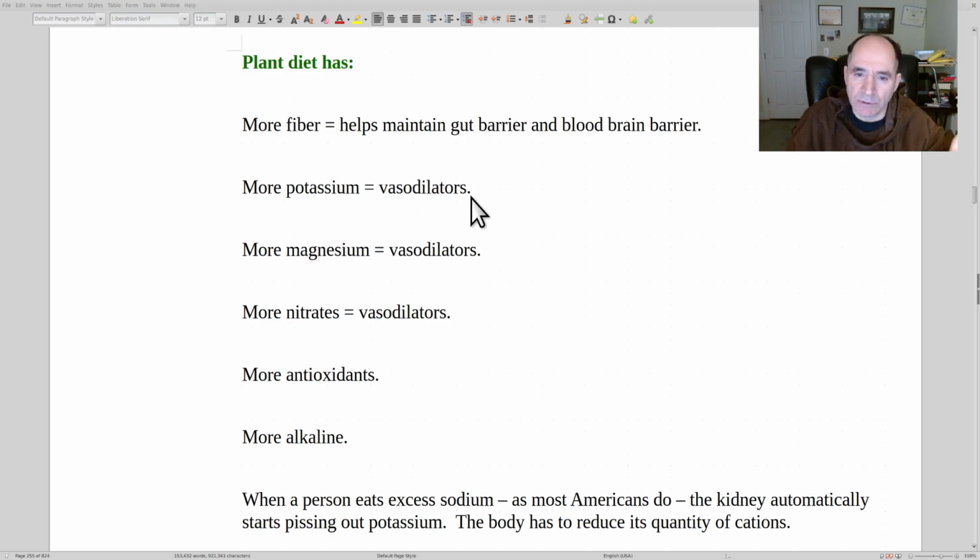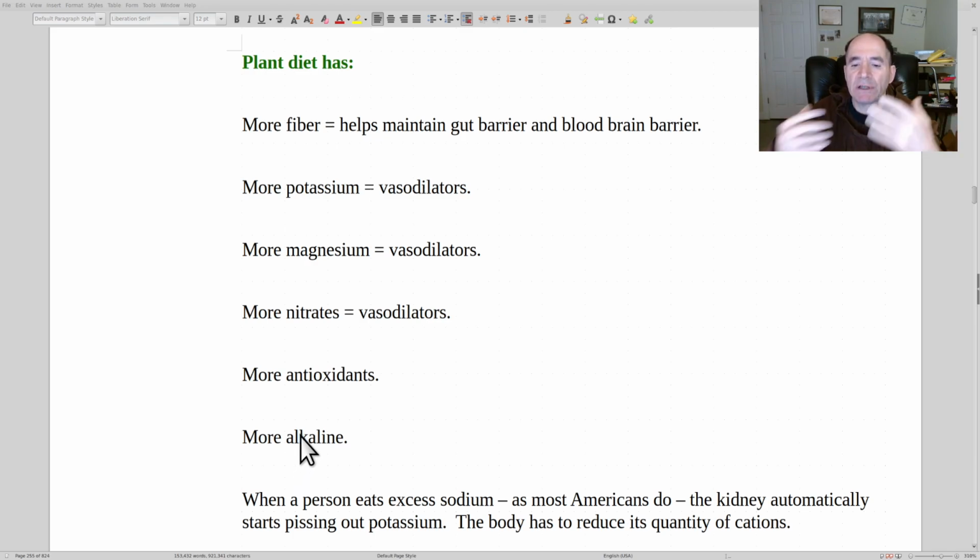More potassium, which are vasodilators. More magnesium, which are vasodilators. More nitrates, which are the precursors to make nitric oxide, vasodilators. Okay? More antioxidants to prevent problems like oxidative stress that'll damage cells. More alkaline, so it protects the kidneys, protects the bones.